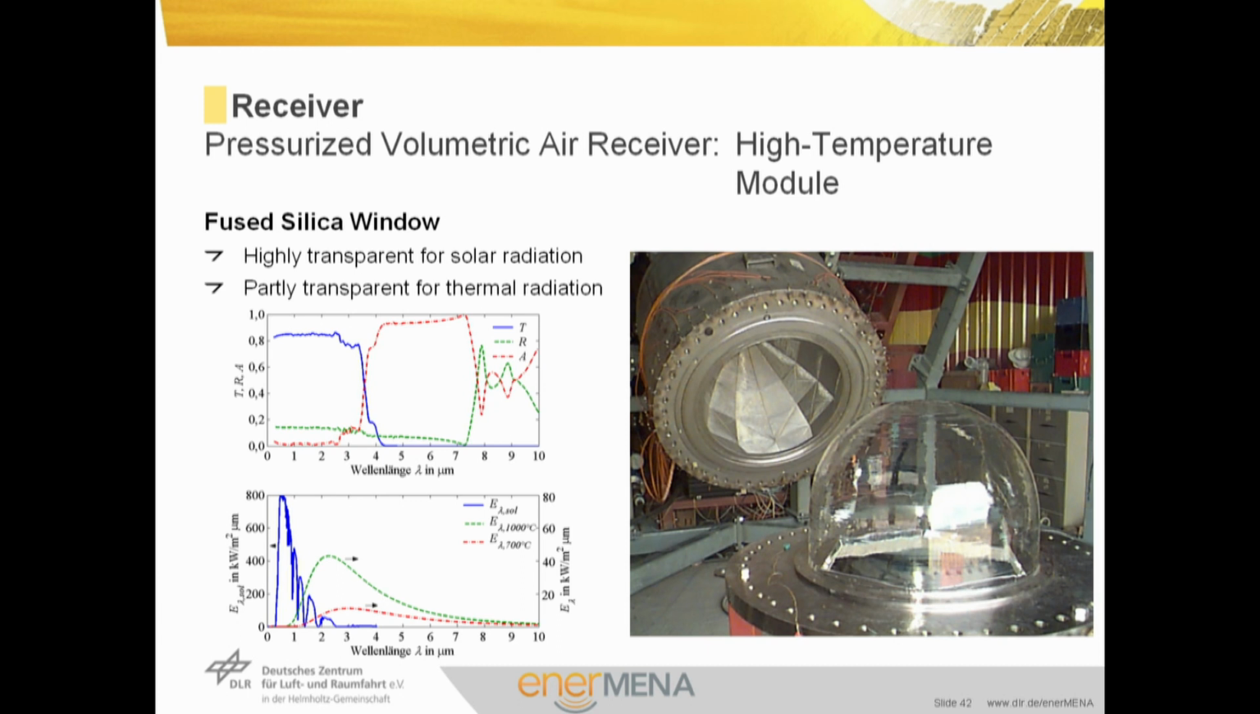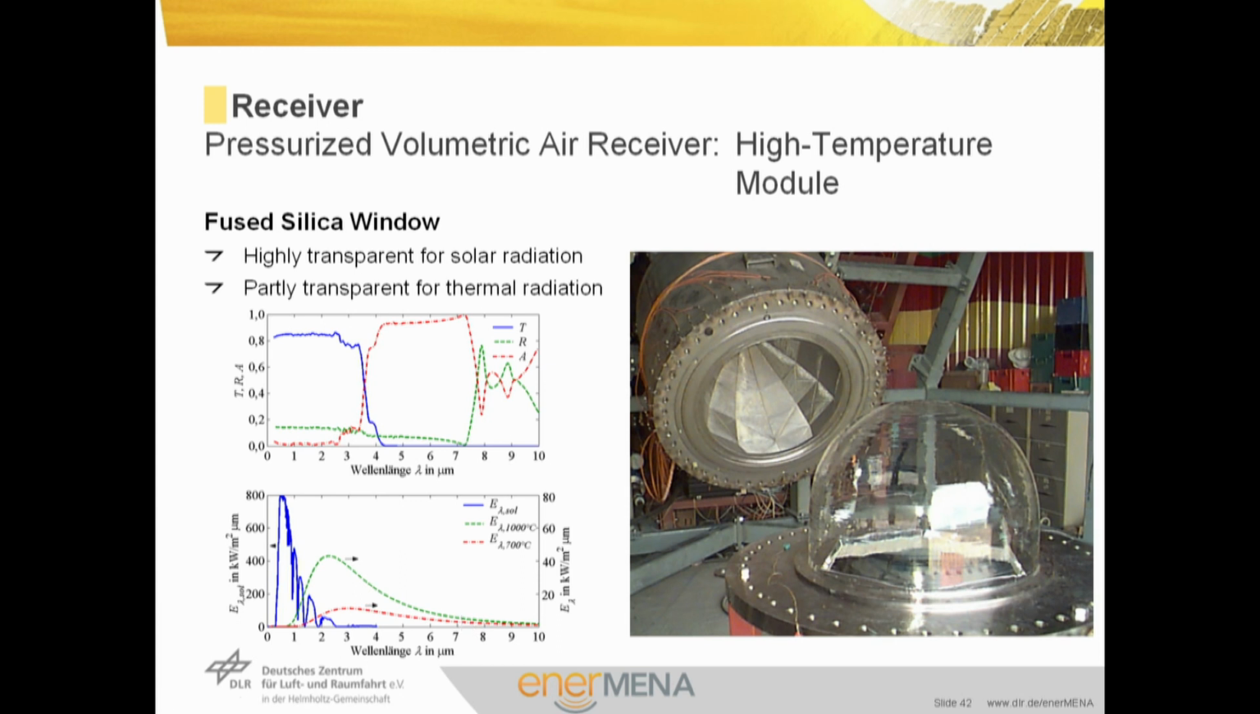However, for a 1000 degrees C spectrum, this is the green line, you see that only a part, the part which is below 3.5 microns, transmits the window, and the other part on the right-hand side is absorbed in the window. That means it is kept in the system.